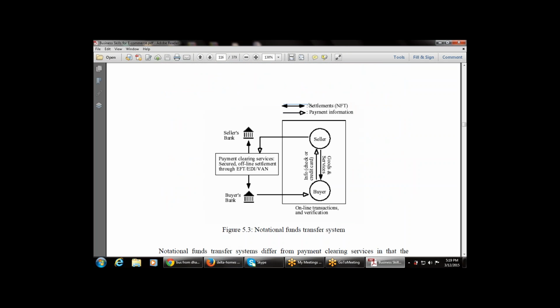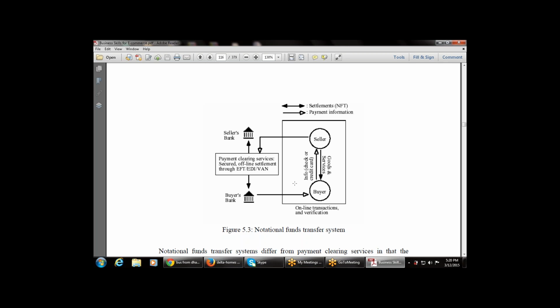This dark arrow shows the settlement, that is the NFT, and this arrow shows the payment system. So the seller provides the goods and services to the buyer. The buyer provides the information to the seller. The information may be a check, maybe a credit card, maybe any information that is sent from the buyer to the seller, and the seller provides the goods and services to the buyer.